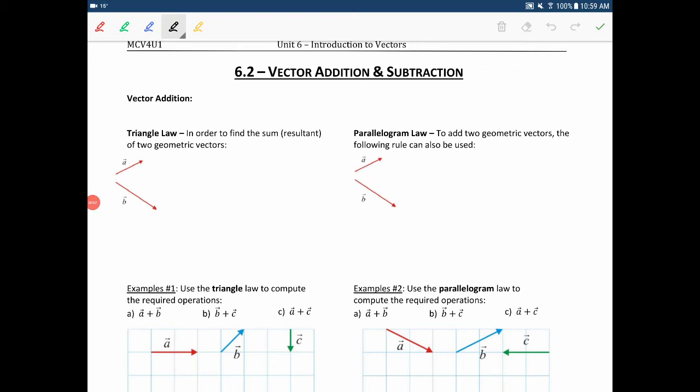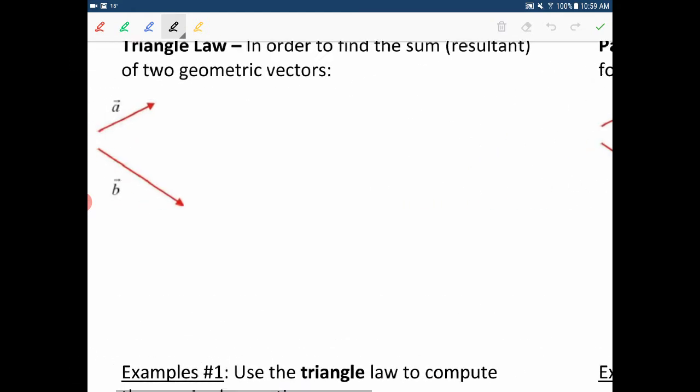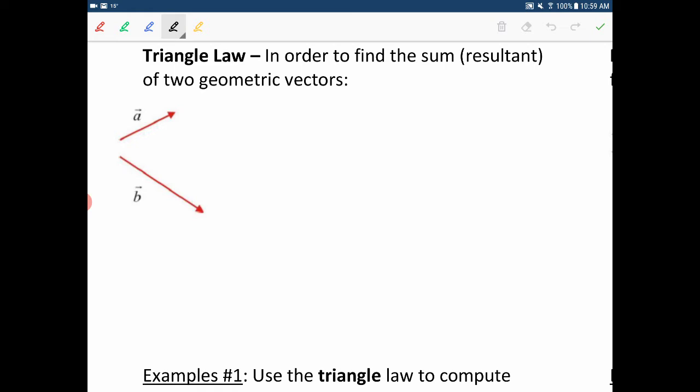Today we're going to take a look at vector addition and subtraction. The first thing we're going to talk about is the triangle law. If we're trying to find the sum of two vectors, we're just going to build a triangle out of them. It's fairly obvious based on the name. So if we start with A, so there's A.